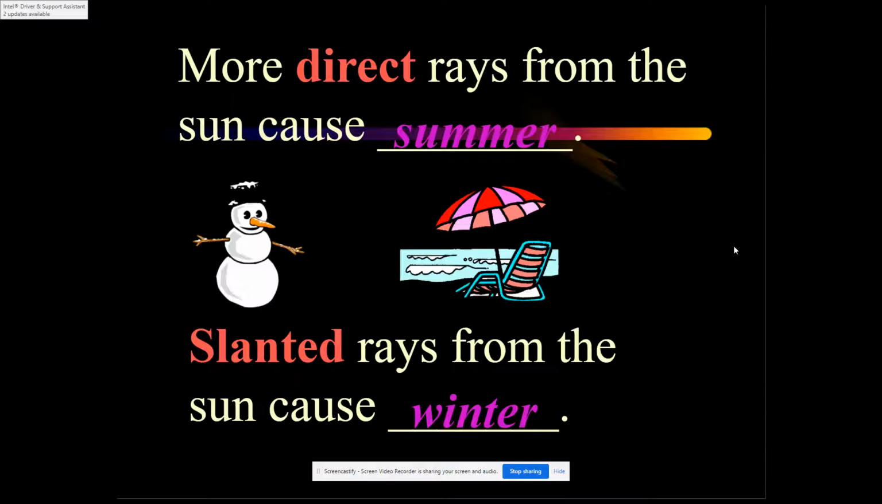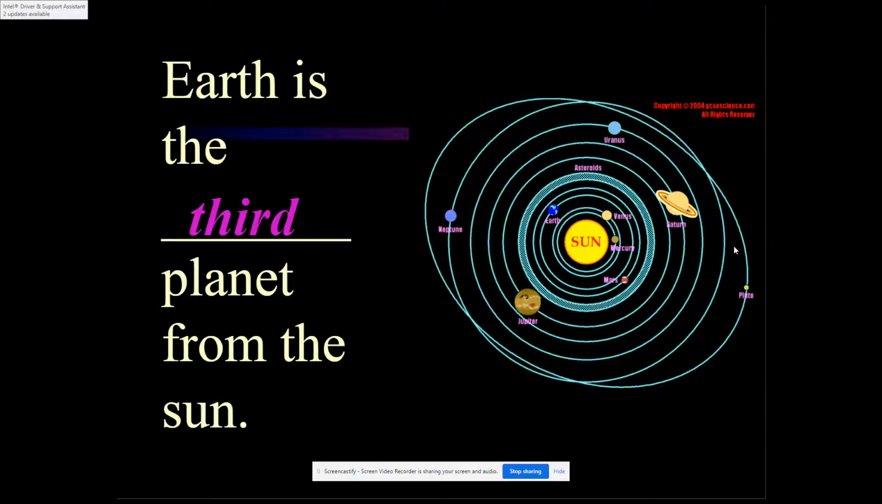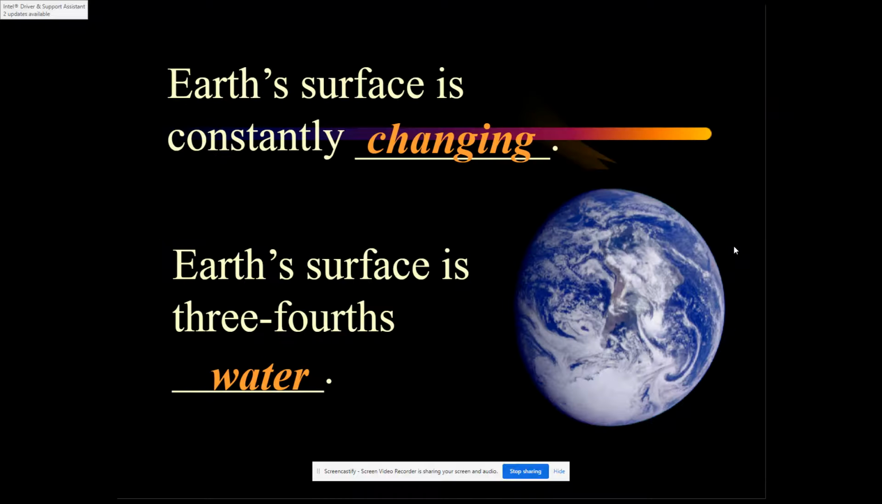Direct rays from the sun cause summer, and then slanted rays cause winter. So right now we are getting slanted rays because we are tilted away from the sun. We are the third planet. Three-fourths of our surface is water, so about 75% of our surface is water.